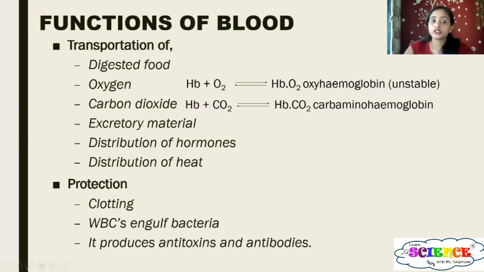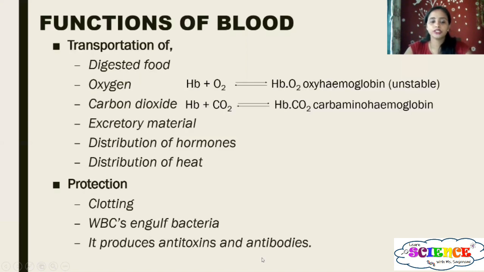Then antibodies also provide protection. WBCs produce antibodies against bacteria or any pathogen which has entered, so as to kill it. So germs are killed by antibodies. This is how blood provides protection. Transportation and protection are the two important functions of blood.